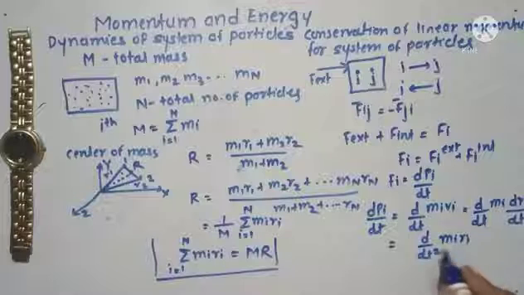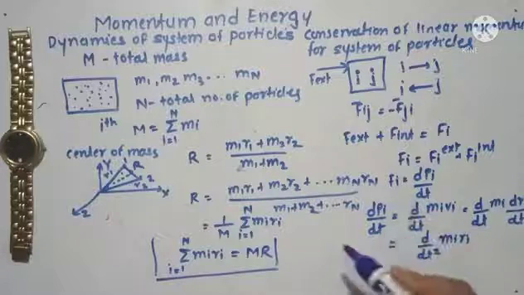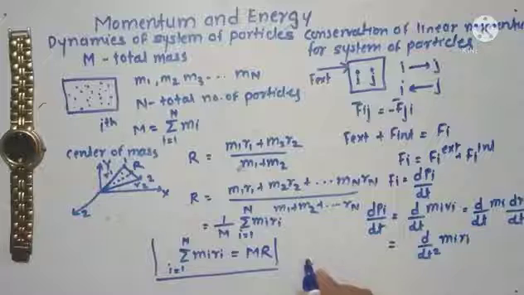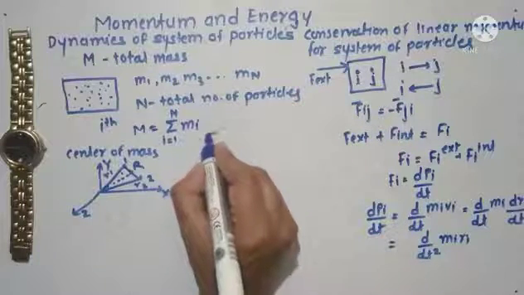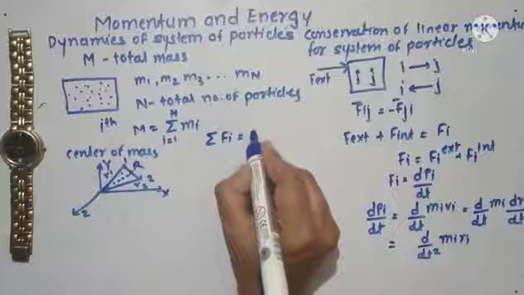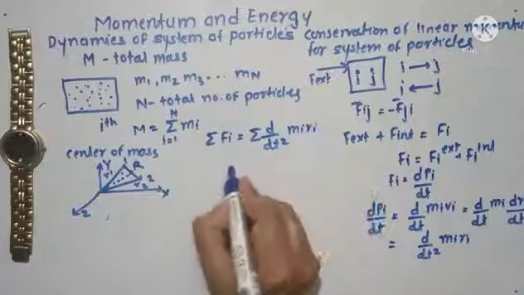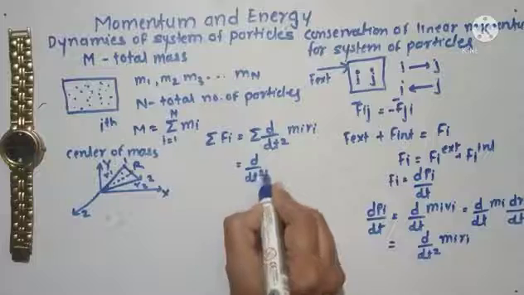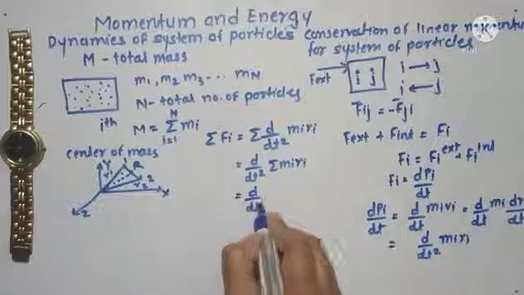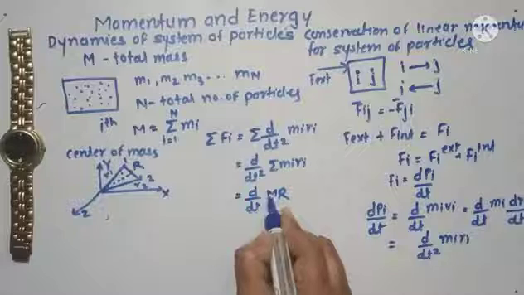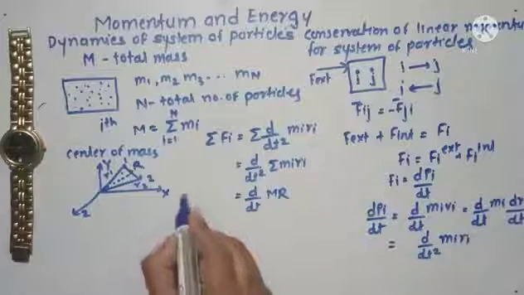This is the condition for one particle. If I take the total force on the whole system, this is the force on the ith particle. If I want to calculate the total force on the total system, I can take the summation of this F_i, which is equal to the summation of d²/dt² of m_i r_i, or I can also write it as d²/dt² of the summation of m_i r_i. And this summation of m_i r_i is nothing but d²/dt² of M into R, where M is the total mass of the system and R is the position vector of the center of mass.